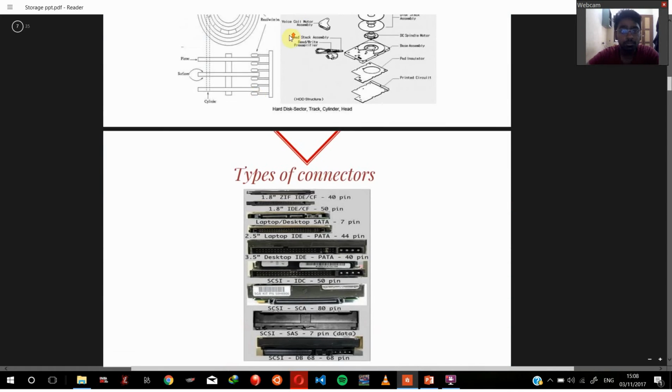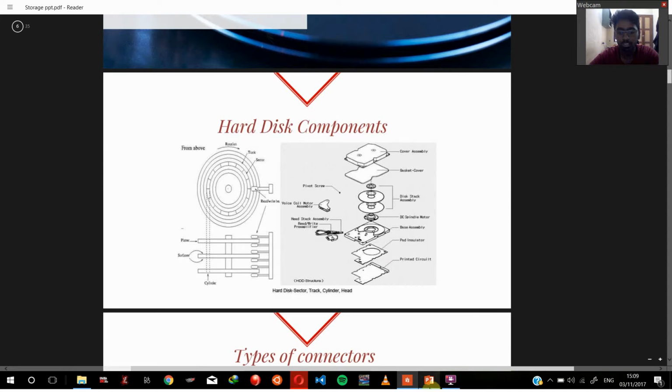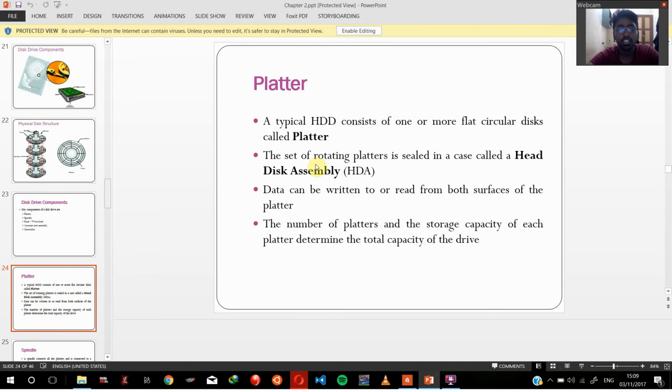For hard drives, there's not a clear picture here, so I'm going to give a PPT which is made by me as well. This is a physical disk structure. This is the spindle here, and the track, sector, and cylinder. This is a cylinder. So we're going to see it one by one. First, the platter in an HDD.